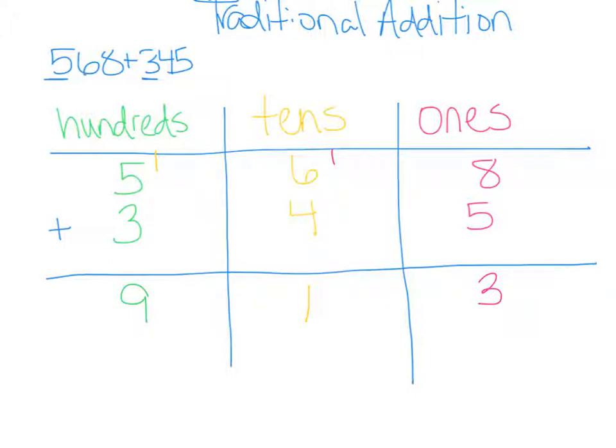So let's go ahead and try one more of those. Okay, so here's our next problem. We are going to solve 3,685 plus 4,729.